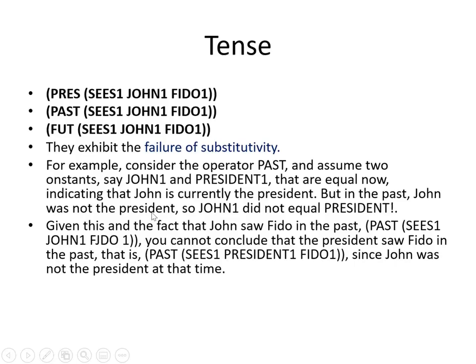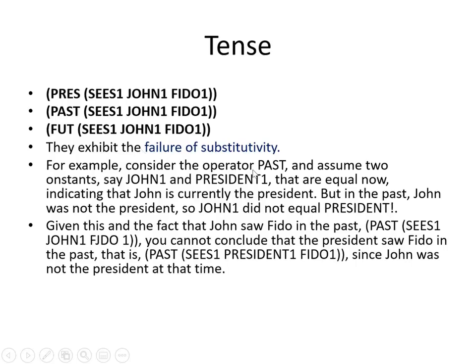So how will you represent it? You can have sees 1, John 1, Fido 1 in present tense, sees 1, John 1, Fido 1 in past tense, and sees 1, John 1 and Fido 1 in future tense. So here also, if you can observe, there is a failure of substitutivity. Why?